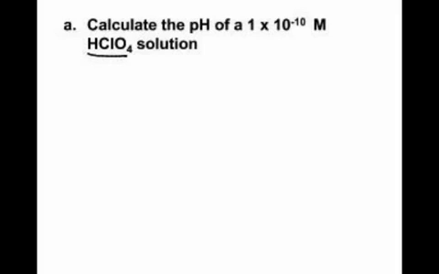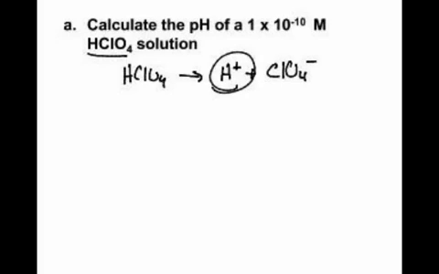Yeah. I know. So perchloric acid, you could do this, HClO4, and of course that also completely dissociates into hydrogen, and now the perchlorate, ClO4 negative. And so the hydrogen ion concentration, since it completely dissociates, is this number right here, 1 times 10 to the minus 10th. So you would, of course, say that the hydrogen ion concentration would be 1 times 10 to the negative 10.